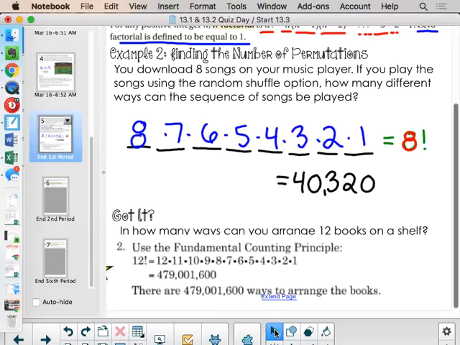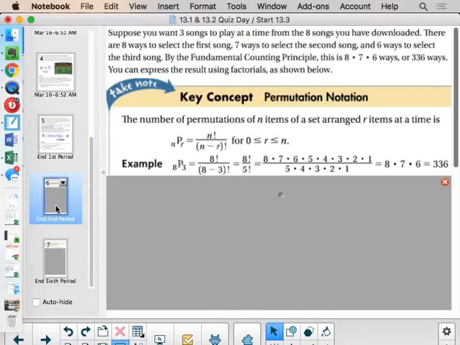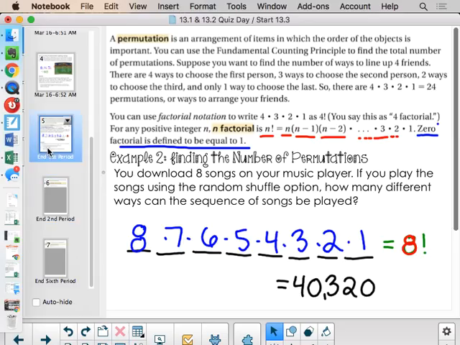Sometimes I don't want to listen to 3 songs. So in that situation, I wouldn't need all 8 of these spaces, would I? If I want to listen to 3, I only need 3 spaces. So all I would do is 8 times 7 times 6.